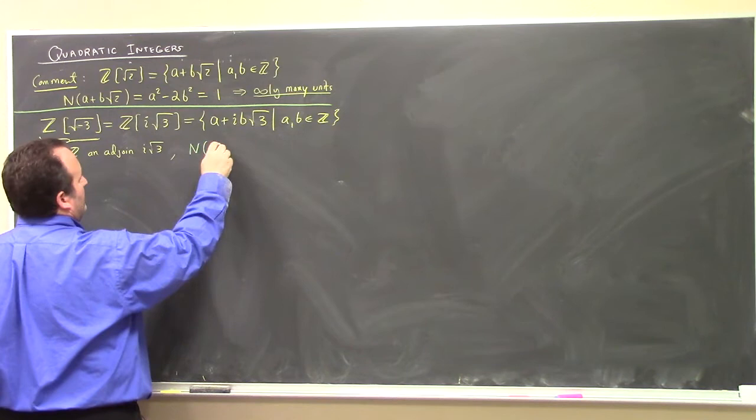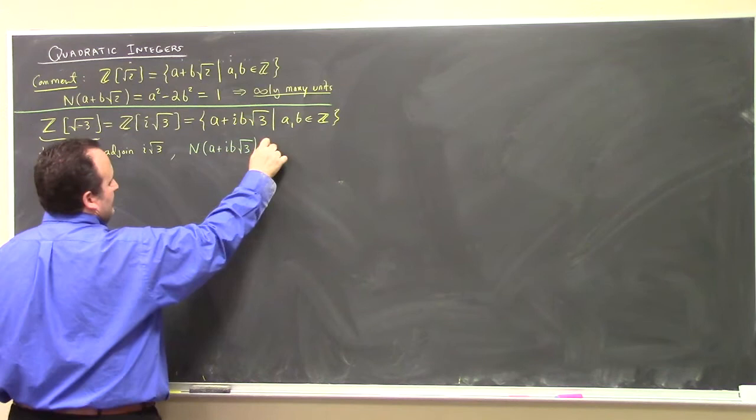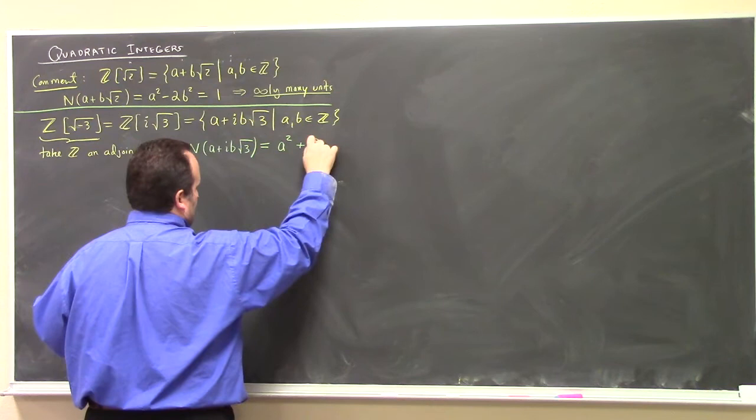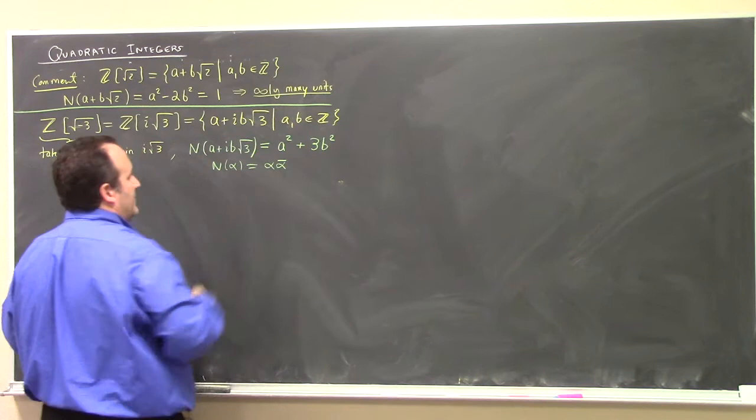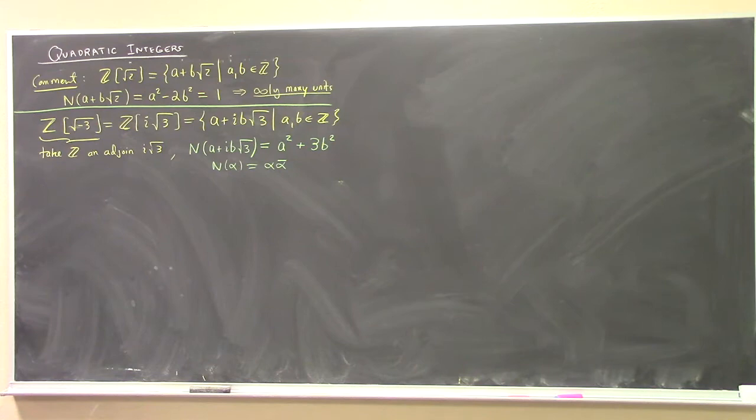What's the norm of a plus ib root 3? It is, not minus this time. Plus, yeah. 3b squared, right. That's the norm here. We're still using that the norm of alpha is alpha alpha bar, right? Because all of the properties of the norm followed from the properties of complex conjugate in the complex numbers, all of those results we still have.